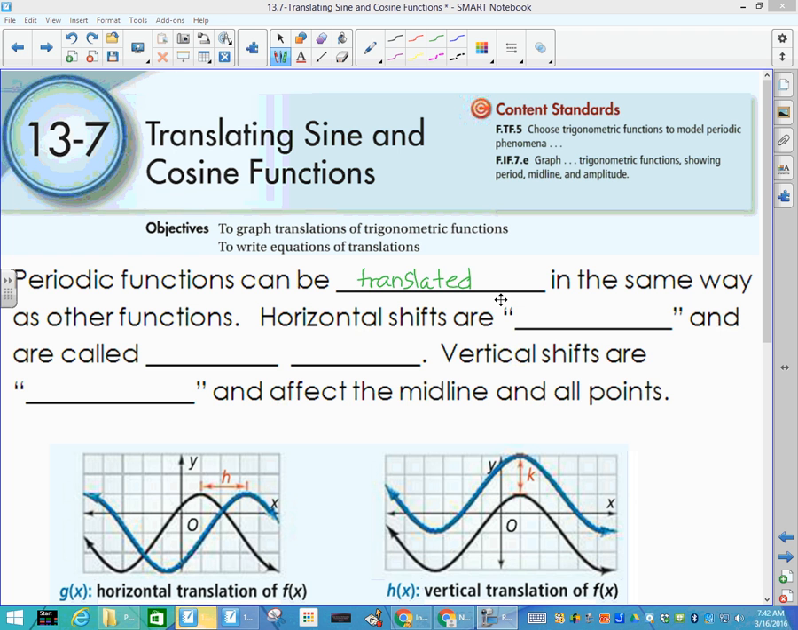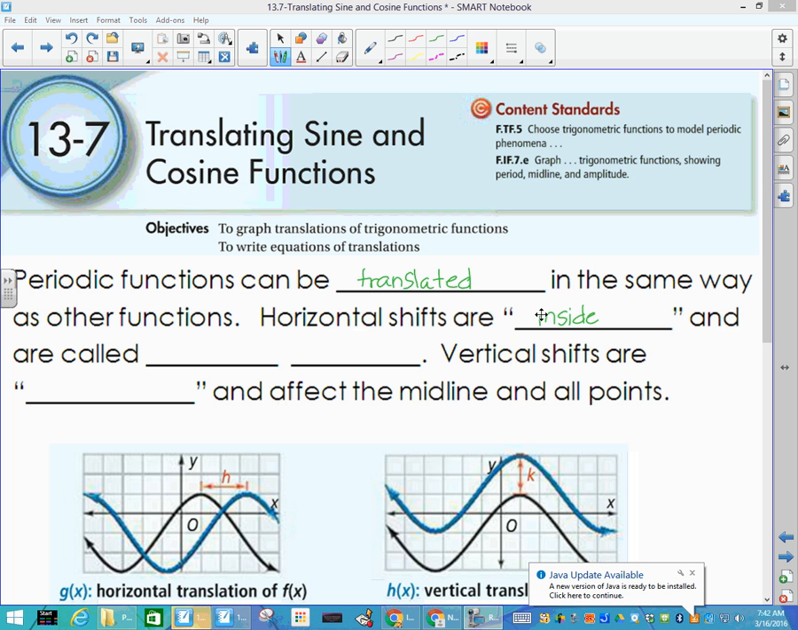as other functions. Horizontal shifts are what we have referred to as inside the parentheses or inside the function of your function machine. And when you're talking about periodic functions, they are called phase shifts. Vertical shifts are outside the function or outside your parentheses, and they affect the midline and all the points.